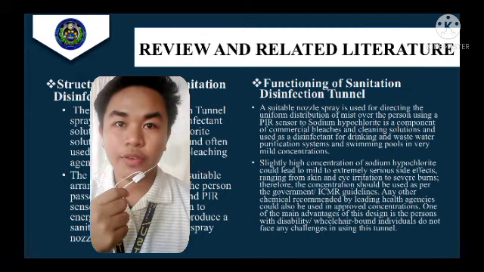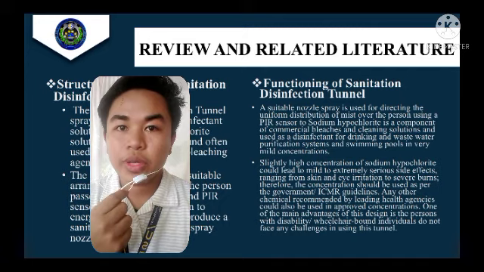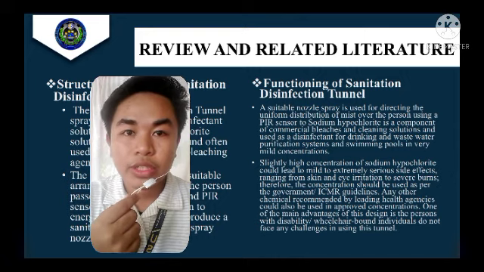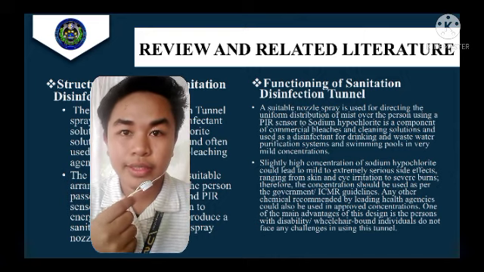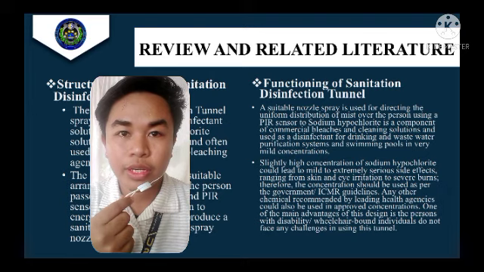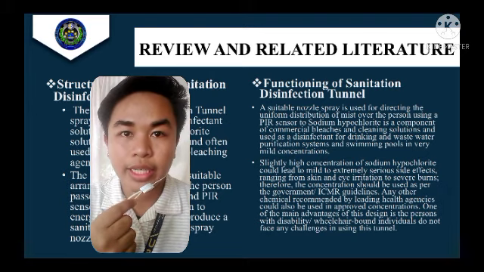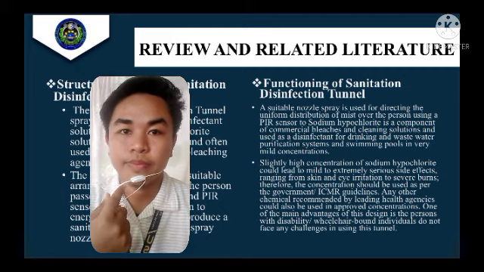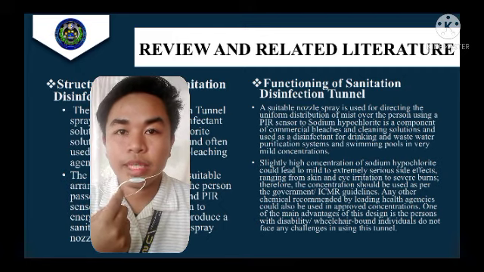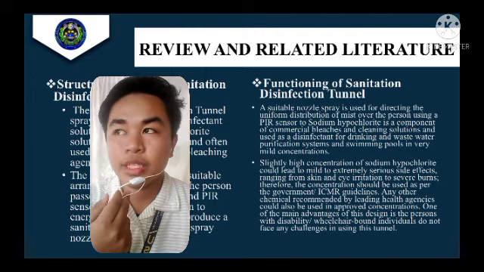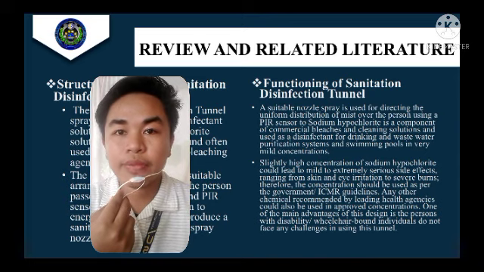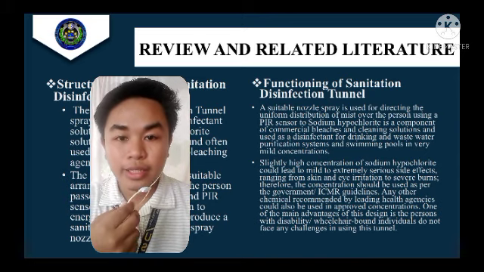A slightly high concentration of sodium hypochlorite could lead to mild to extremely serious side effects, ranging from skin and eye irritation to severe burns. Therefore, the concentration should be used as per government or ICMR guidelines. Any other chemical recommended by leading health agencies could also be used in approved concentration. One of the main advantages of this design is that persons with disability or wheelchair-bound individuals do not face any challenges in using this tunnel.